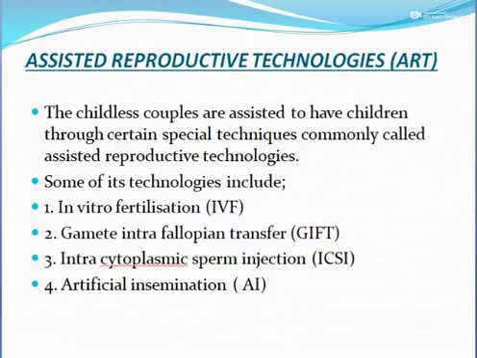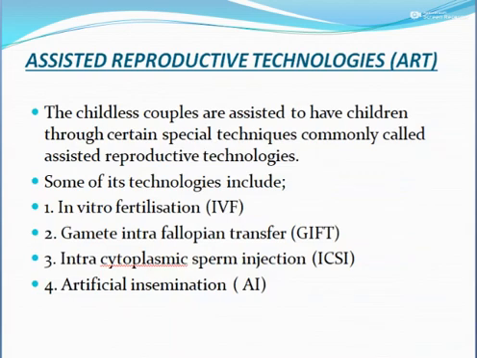To overcome this infertility, we have ART. This is very important, often asked for 5 marks. We call it assisted reproductive technology. The childless couples or parents are assisted to have children through certain special techniques, commonly called assisted reproductive technology. We are going to study how to have a baby.